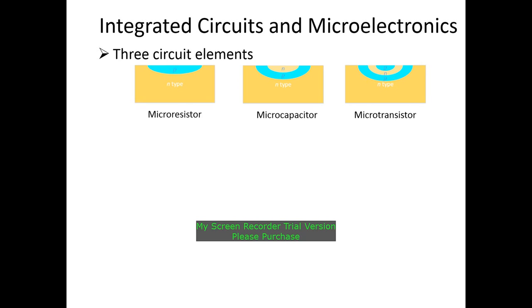For the microresistor, the resistance depends on the doping of the P layer. For the microcapacitor, the depletion layer in the N region is positively charged, and in the P region, the depletion layer is negatively charged. This positive-negative charge distribution will form the capacitance of the junction. For the microtransistor, we just introduced it in the last session, so I will not introduce more in this section.